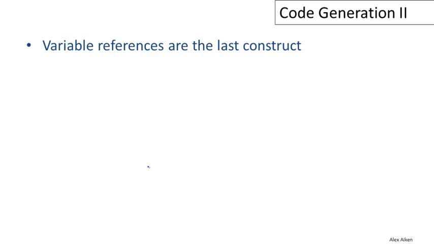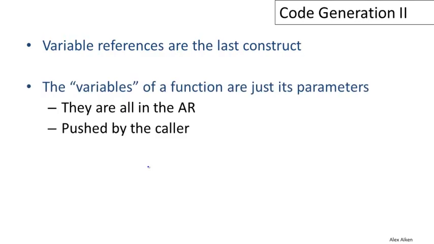So we're almost done with code generation for the simple language. The last construct we need to talk about is how we generate code for variable references. Now, the variables of a function, again, are just its arguments, just the parameters to the function. There are no other kinds of variables in this simple language. And these variables are all in the activation record. So really all we have to be able to do is generate code to look up a variable in its appropriate place in the activation record.